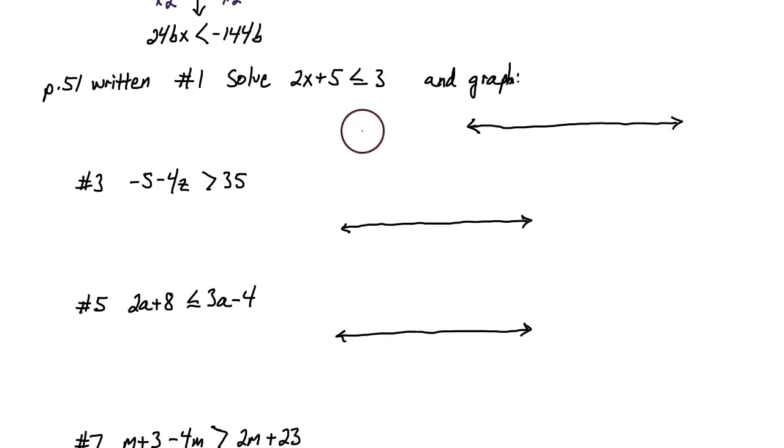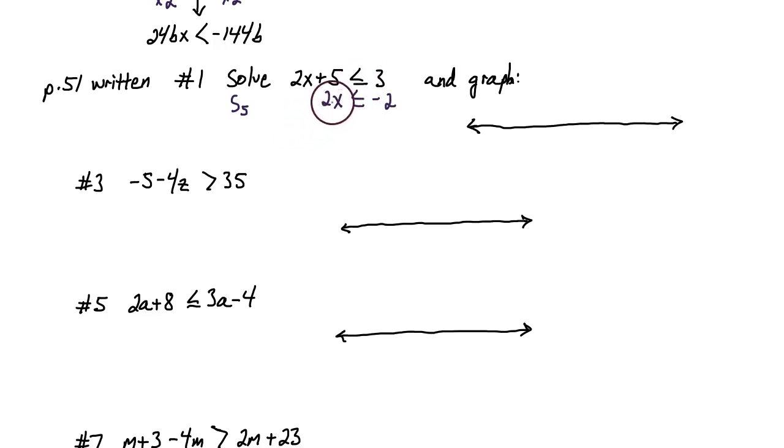Starting with number 1, we're asked to solve an inequality for x and then graph the solution on a number line. Inequalities are solved in the same way as equations, by transforming them until the variable is alone on the left side of the problem. Let's first subtract the 5. We get 2x is less than or equal to negative 2, because 3 subtract 5 is negative 2. Notice that the inequality symbol is the same as the one we started with.